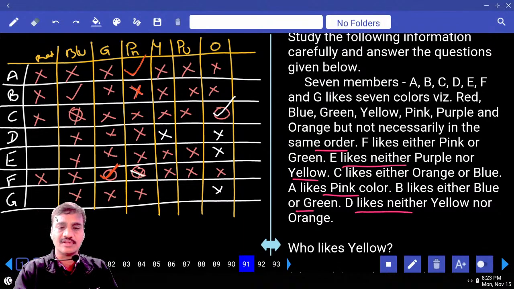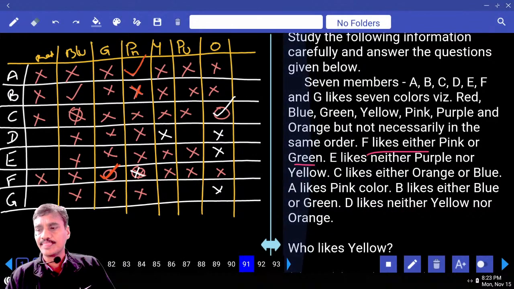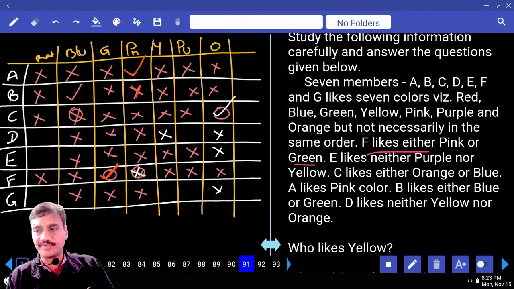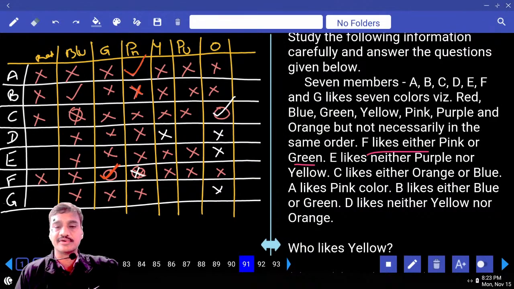this one, pink or green. And next one, pink or green. E likes neither purple nor yellow. E likes neither purple nor yellow అన్నాడు. అండ్ పర్పుల్ కాదు, ఎల్లో కాదు.